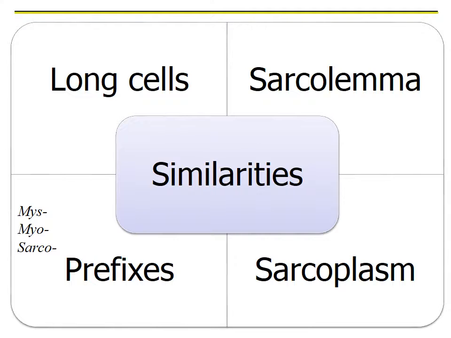The three have similarities. All are long cells with an electrically active plasma membrane called sarcolemma. Their sarcoplasm, or cytoplasm, is highly specialized. We also have prefixes which all refer to muscle tissue.